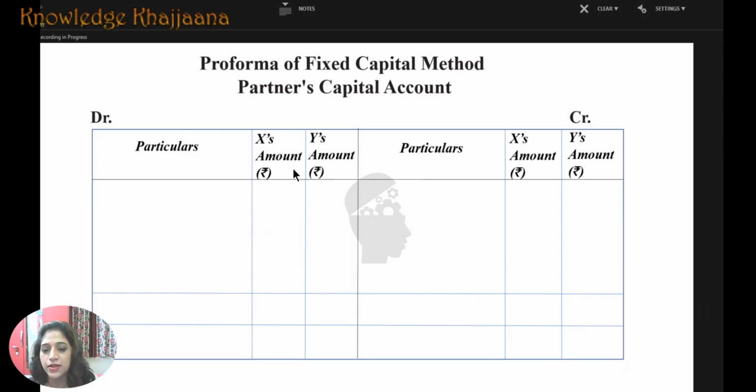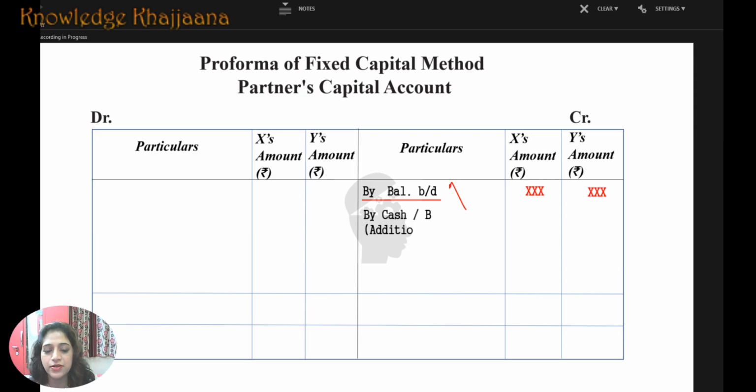Two columns are there. For example, there are two partners named X and Y. Then two columns are drawn and their debit and credit sides are shown. Then what is the first entry? See, "by balance brought down" is the first ever entry for the partners' capital account, and the amounts are written against the partners' names. What is "by balance brought down"?